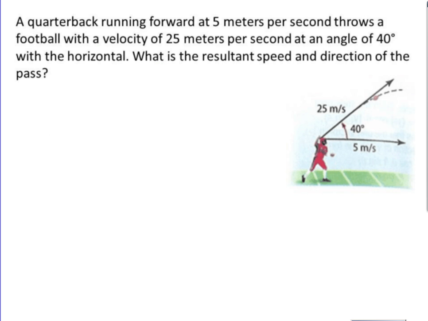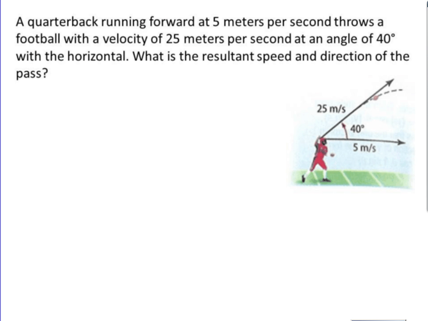A quarterback running forward at 5 meters per second throws a football with a velocity of 25 meters per second at an angle of 40 degrees with the horizontal. What is the resultant speed and direction of the pass? So we have two things going on here. Our first vector is the football player himself. The second vector is going to be the football that has been thrown.